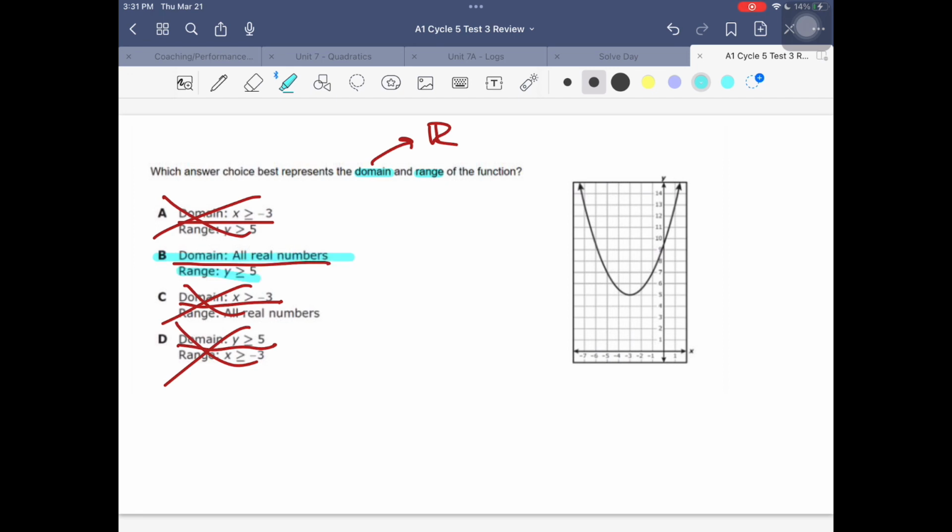Now let's triple check. Is y greater than or equal to 5? Let's look. Here's my lowest point. Yeah, it looks like y is greater than or equal to 5. So this one is perfect, B. But as you see, just working a little bit smarter, not harder. We know that for the domain of a quadratic, it's always going to be all real numbers. So this one was easy. I could get rid of everything else, okay?